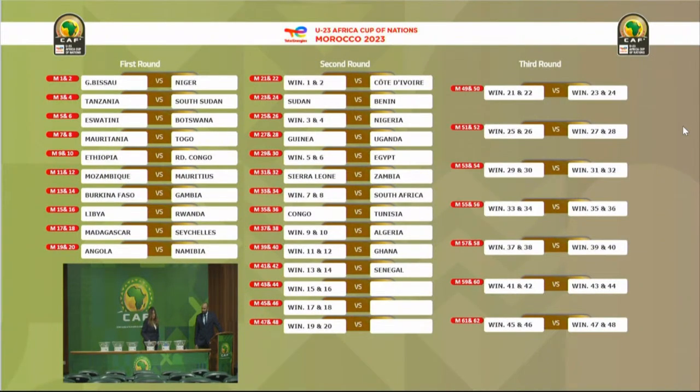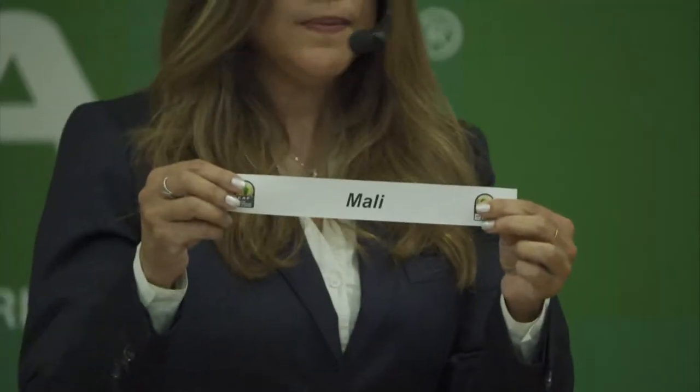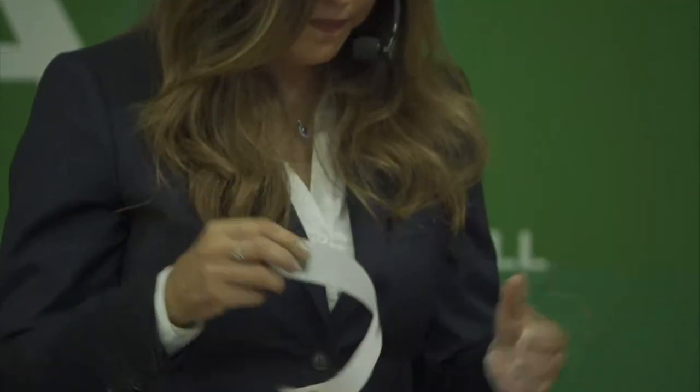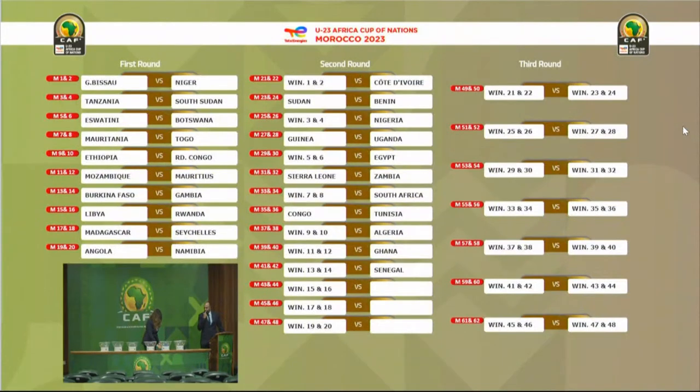And the winner of this match will play against the next fixture, which is match 15-16, Libya, Rwanda, versus the team that will be drawn now. Okay? Mali. Mali will play against the winner of Libya, Rwanda. And the winner of this fixture will play against the winner of match 13-14 versus Senegal.